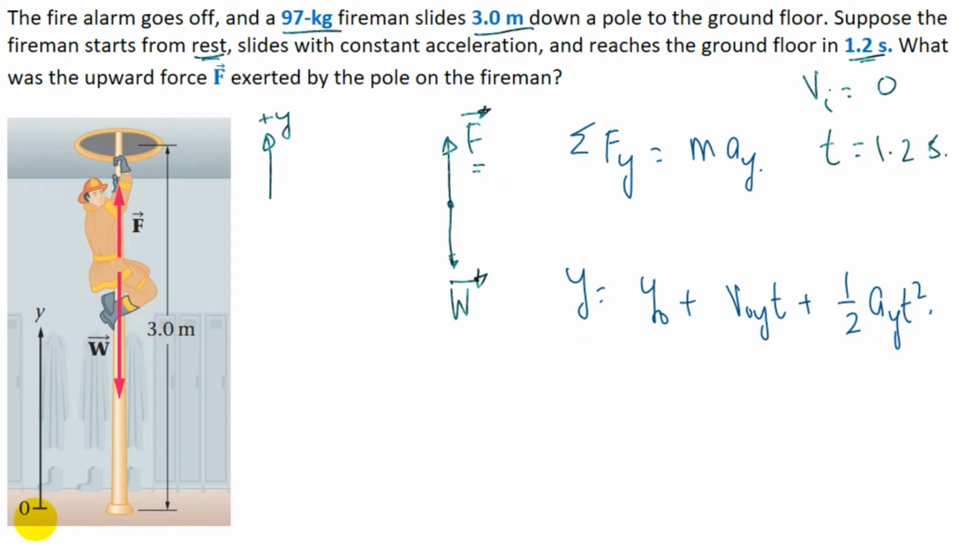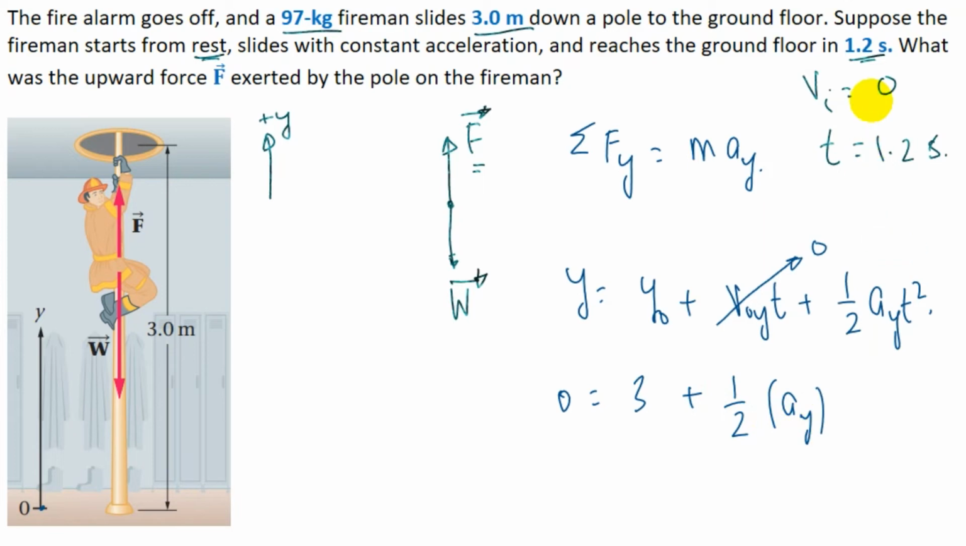Now this is the coordinate system where I have taken this to be the 0, and here the y values are increasing. Now when the fireman reaches the ground, the final position becomes 0. So this is 0. Initial position we have 3 meters. Plus initial velocity is 0, so this term goes to 0. Then we have 1 over 2 ay. Ay we need to find.